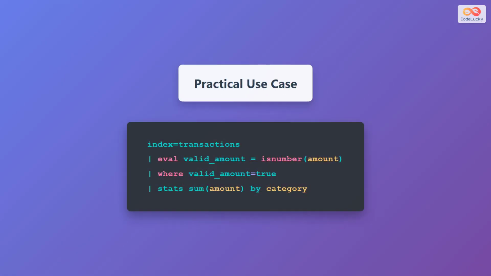Here is a practical use case that demonstrates the power of the isnumber command. The search starts with index equals transactions, then creates a validation field with eval valid_amount equals isnumber(amount), filters for only valid numbers using where valid_amount equals true, and finally calculates statistics with stats sum(amount) by category. This ensures that only records with valid numeric amounts are included in the sum calculation, preventing errors and ensuring accurate results.